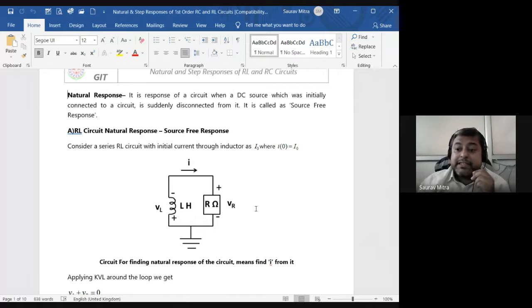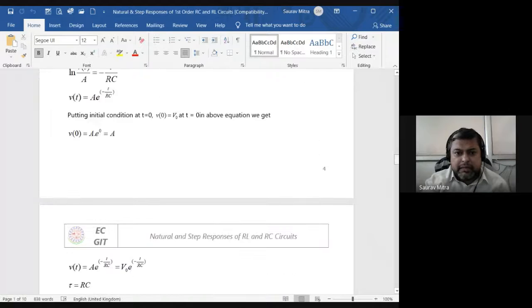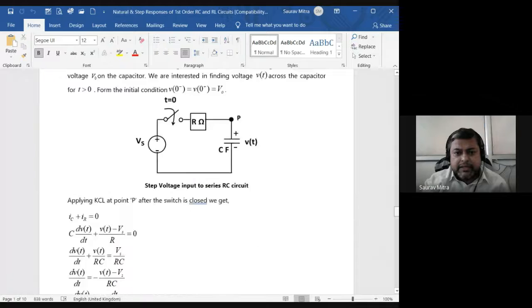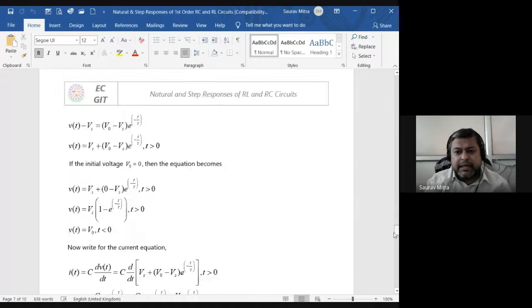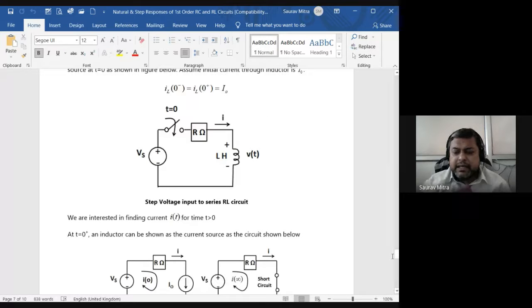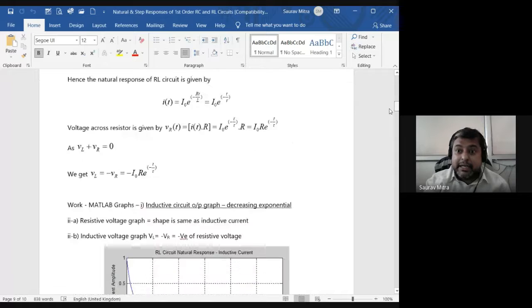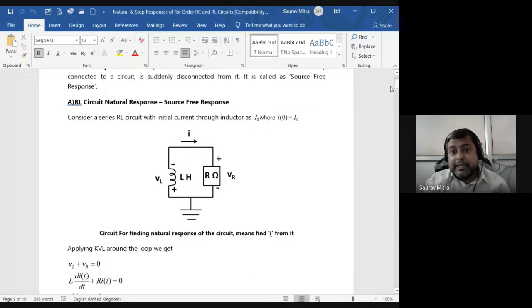So for an RL circuit it is current. Draw the previous circuit and keep it in your mind: this was the initial circuit. I had connected some voltage and the switch was closed. Ignore the switch, treat it as short-circuited. R and L were connected, and after a certain time I remove the supply, but by the time the supply was connected there was a current build-up in the circuit.